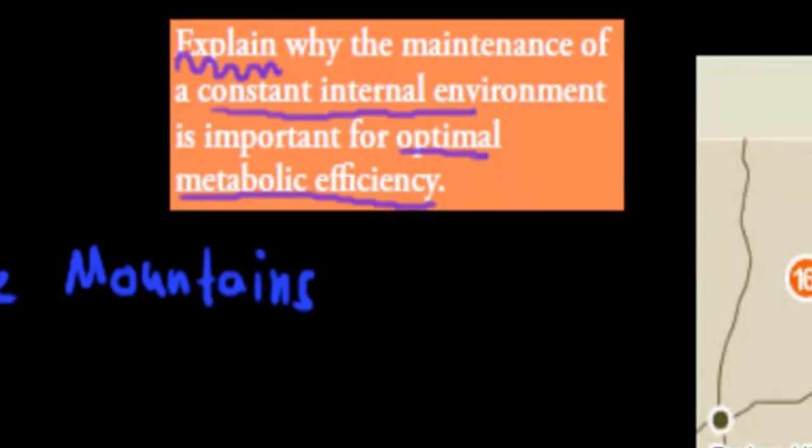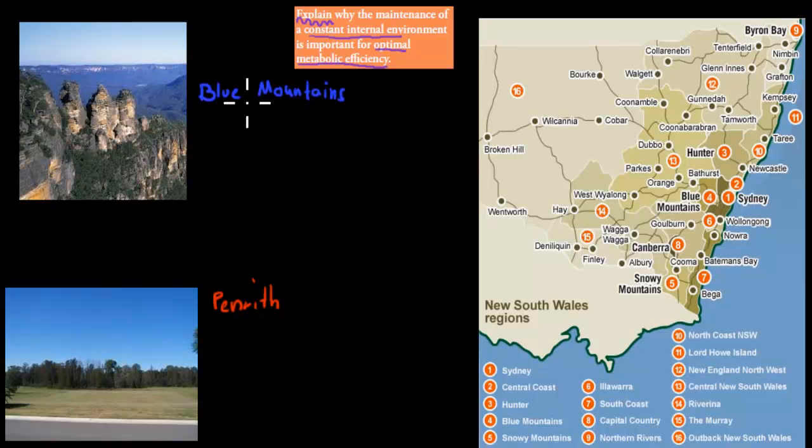Before I start, I want to go over just a scenario. Just imagine you were living in Sydney and you start your trip in Penrith. At Penrith in summer, you get up to 45 degrees Celsius. So you start your road trip in Penrith, and that's just around about here on this map. And then you drive to the Blue Mountains. That's about an hour's trip.